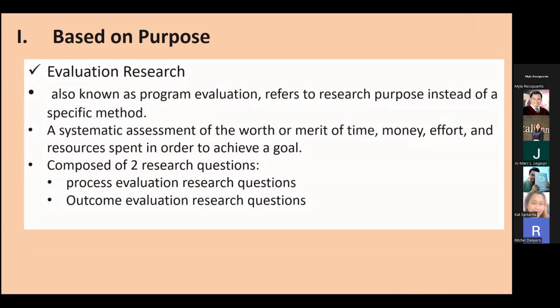And then we have evaluation research or evaluative research, also known as program evaluation. This research refers to a research purpose instead of a specific method. It is a systematic assessment of the worth or merit of the time, effort, money, and resources spent in order to achieve a goal. It is composed of two research types, the process evaluation research and the outcome evaluation research.